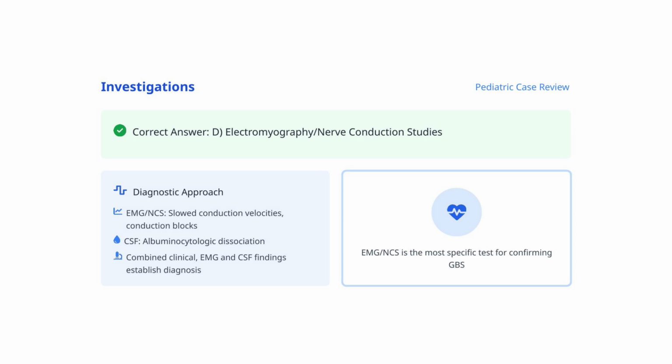EMG and nerve conduction studies are the most specific test for confirming Guillain-Barré syndrome, showing slowed conduction velocities, conduction blocks, or temporal dispersion depending on the subtype.